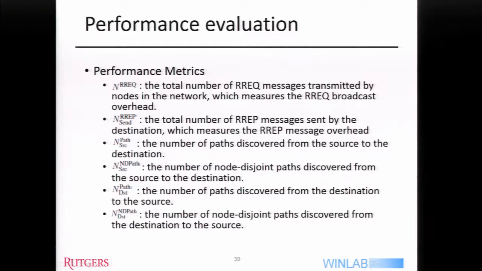And we have several performance metrics for the performance evaluation. So we want to measure the number of route requests transmitted in the network. We do not want to introduce too much overhead to discover too many paths. And also we want to find as many paths as we want. Especially important, we want to find the node distron paths. So if the algorithm only gives me 100 paths, but only one node distron path, that is also not useful.